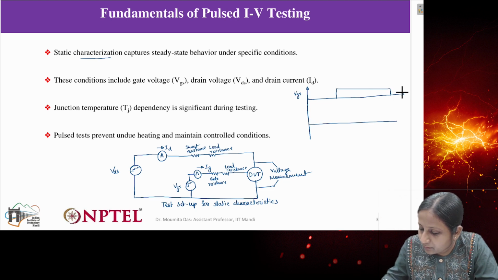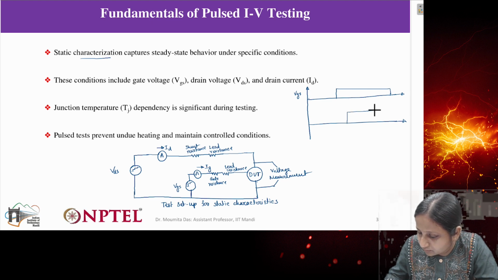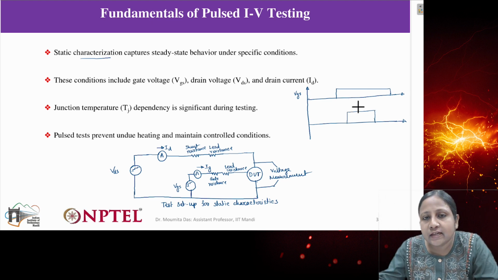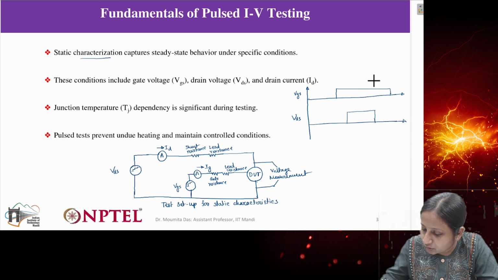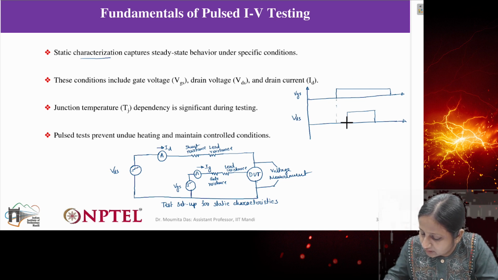Now when we are providing the gate to source voltage, then after some delay the drain to source voltage needs to be provided. If there is any dynamic condition which arises after providing the gate to source voltage, that should reach the steady state, and only then the drain to source voltage needs to be provided. So this is the drain to source voltage, and you can see here this is the delay between the gate to source voltage and the drain to source voltage.